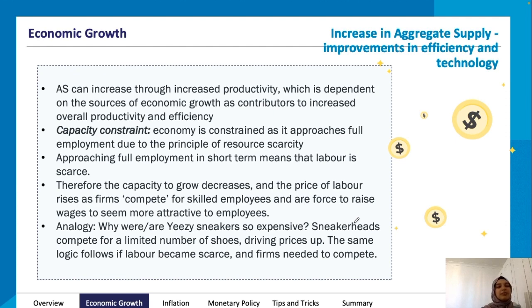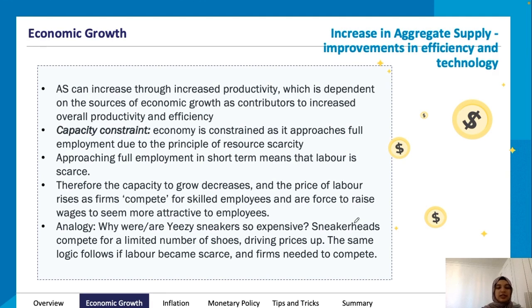Right, so if you think back to the first thing you learned in year 11, it's the economic problem. We have unlimited wants, but we have limited resources. So there's a scarce amount of resources, but an unlimited amount of wants. So we need to choose which wants to satisfy with our limited resources. Approaching full employment in the short term means that labor is scarce. Okay? So, therefore, the capacity to grow decreases and the price of labor rises as firms compete for skilled employees and are forced to raise wages which seem more attractive to employees.